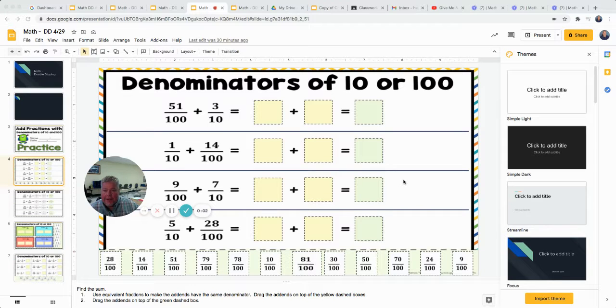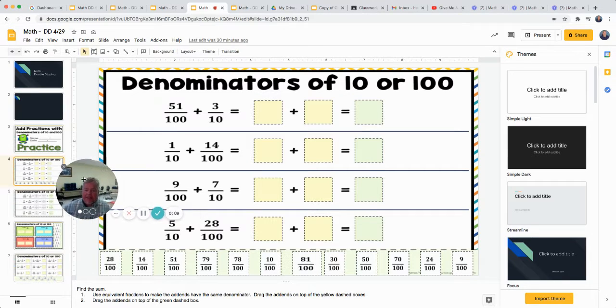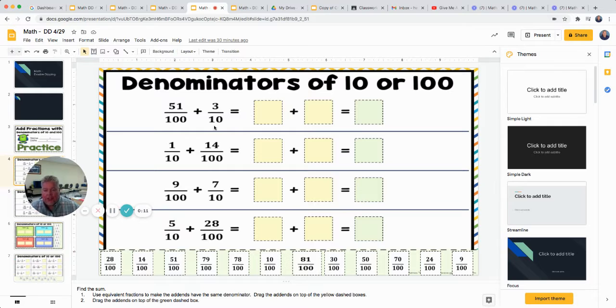All right, day 4 of double dipping. And today we're spending the whole day adding these fractions that have denominators of 10 and hundredths. Remember, we have to change every time. We have to change the tenth to a hundredth by multiplying the top and the bottom times 10. Easy. This is not hard.